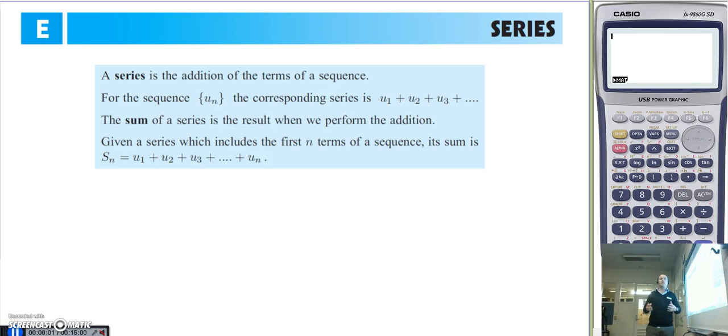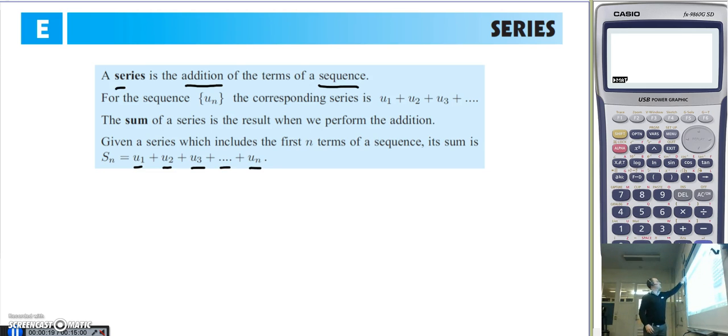We're going to have a look at series. We've seen what a sequence is, and a series is very closely linked. So the series is the addition of the sequence. So we are now, instead of having independent numbers, adding them together, collecting them up to have the series.